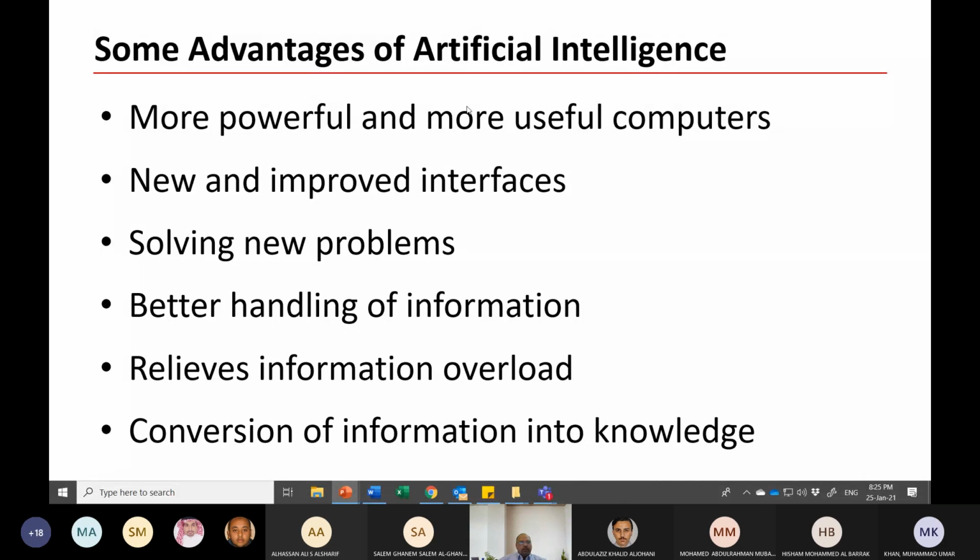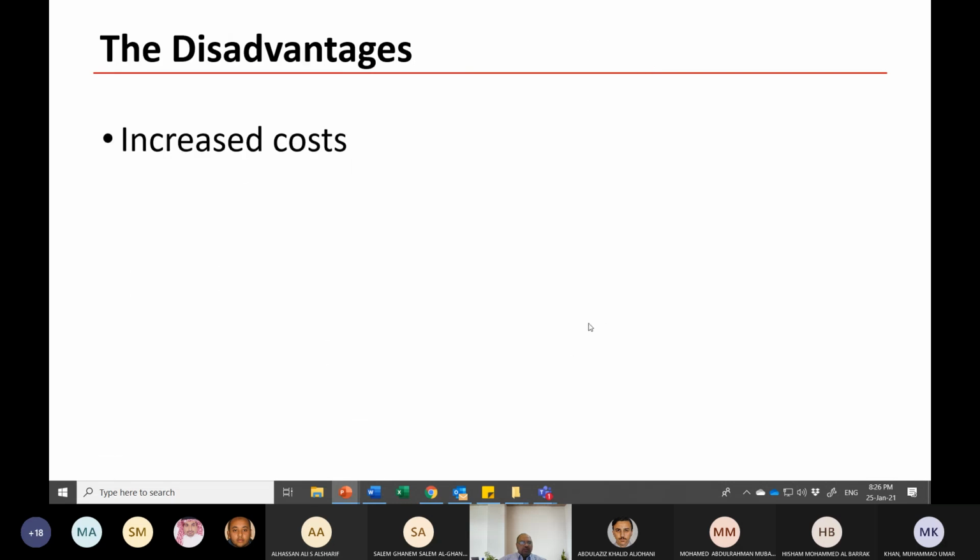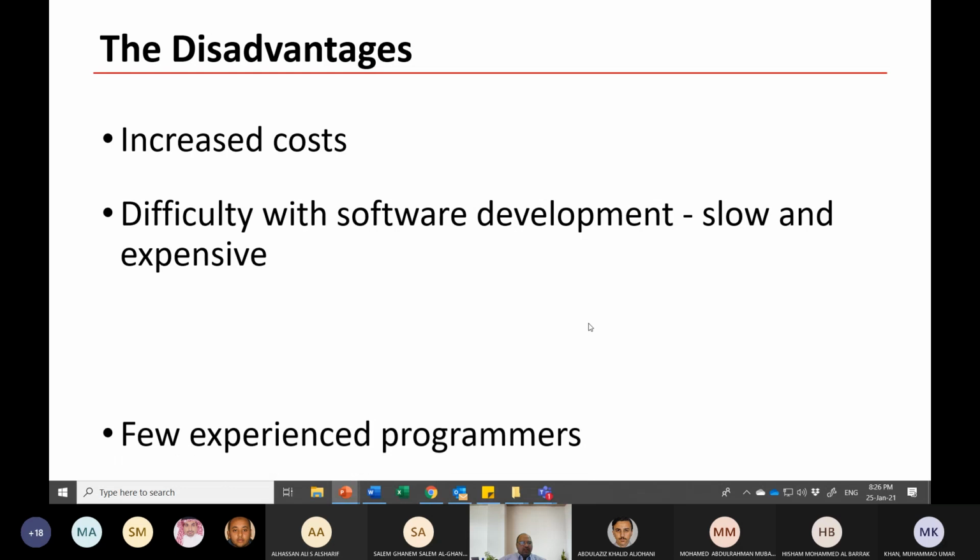Some advantages of artificial intelligence: more powerful and more useful computers, new and improved interfaces, solving new problems, better handling of information, relieving information overload, and conversion of information into knowledge. This will be clarified more when we discuss such things in detail.